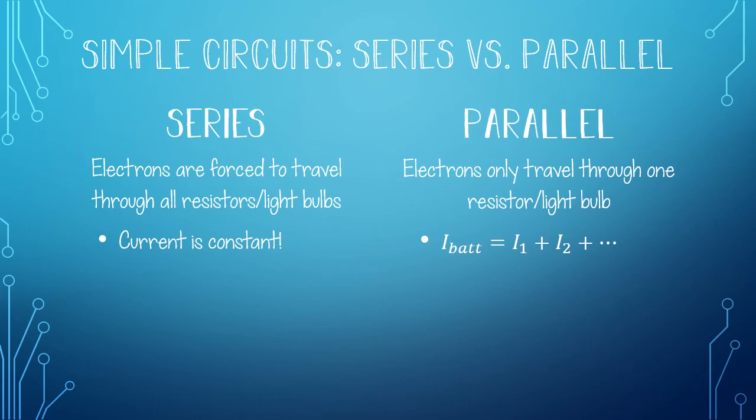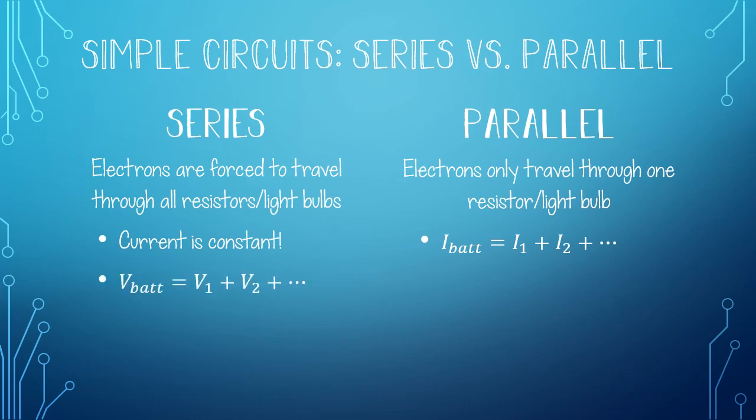We do have a rule showing the current going through the circuit and being able to calculate how much current is in the circuit. And that rule tells me that the current in the battery is equal to the sum of the current traveling through each element. So if you have two resistors, for example, the current through the battery would be equal to the current through resistor 1 plus the current through resistor 2. If I have 4 light bulbs, then the current through the battery would be the current through light bulb 1 plus the current through light bulb 2 plus the current through light bulb 3 plus the current through light bulb 4.